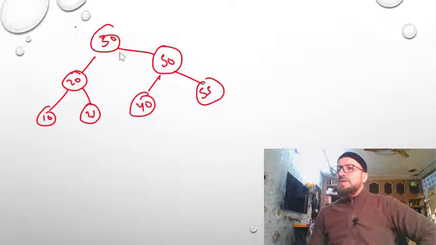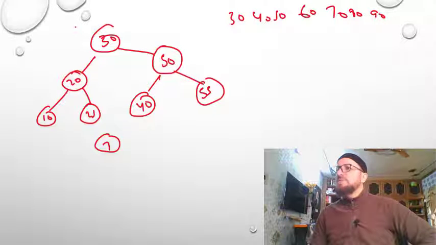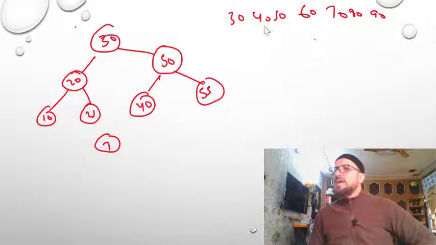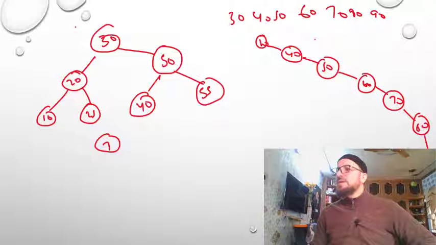Now, the data may not come like that, with 30, then 20, then 50. But if the data comes like this: 30, 40, 50, 60, 70, 80, 90, and so on, it will all be like 30 on this side, then 40 on this side, because 40 is greater than 30, it has to be on the right side, then 50, 60, 70, 80, and then 90.